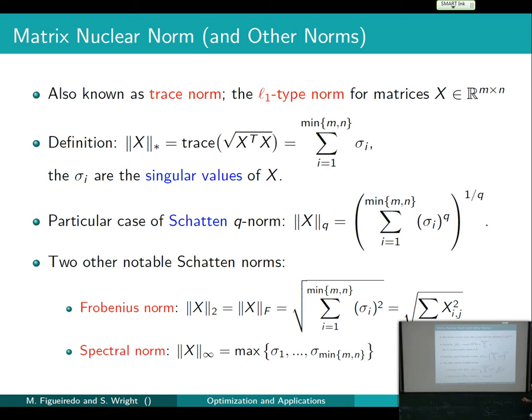You can define that as the sum of the squares of all the elements of X, and then take the square root of that. And then there's the spectral norm. The spectral norm is just the maximum singular value. So they're all particular cases of the Schatten norm. And the nuclear norm is just the case where Q equals 1, of course.